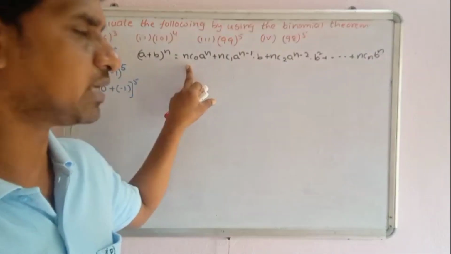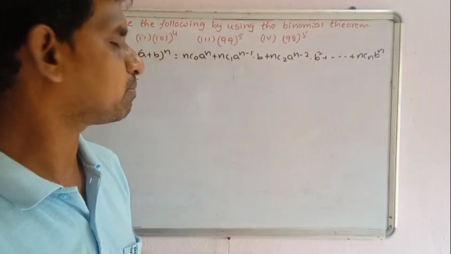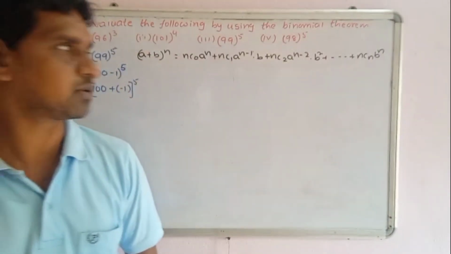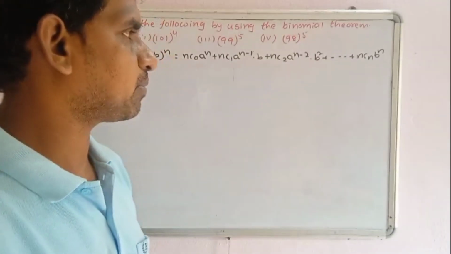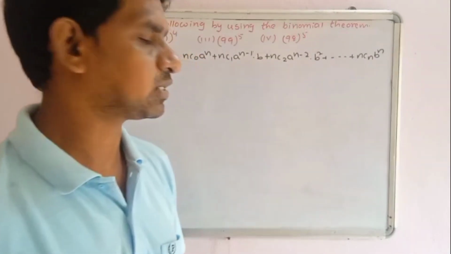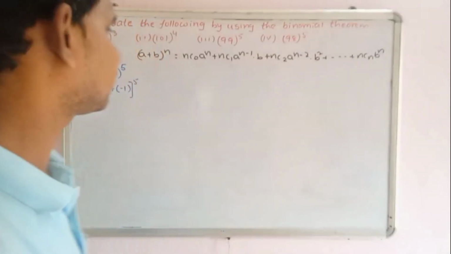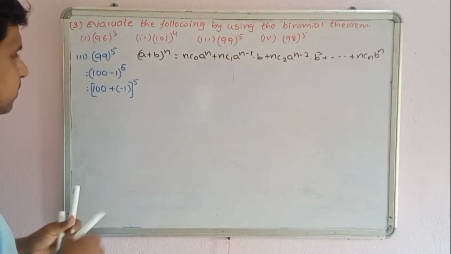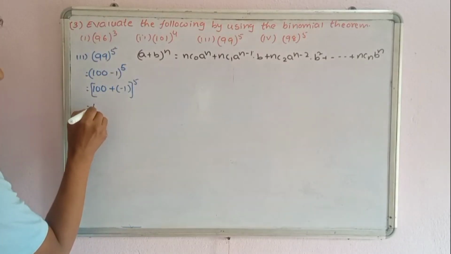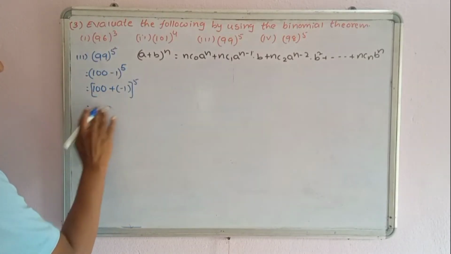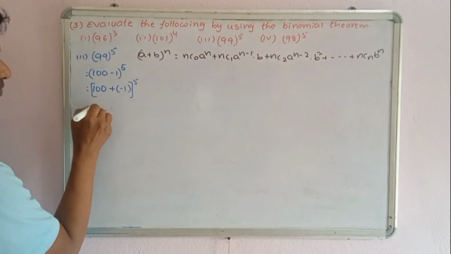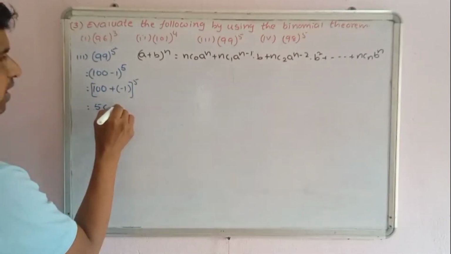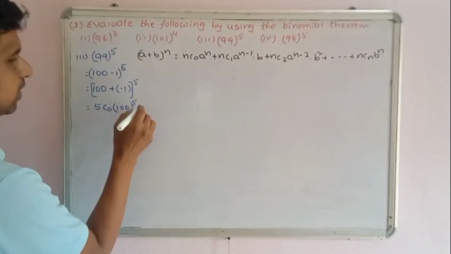A plus b whole power n is nC0 a power n plus nC1 a power n minus 1 b plus nC2 a power n minus 2 b square plus so on, nCn b power n. Now see, this is of the form a plus b whole power n. So what is n here? N is 5. 5C0, 100 power 5.